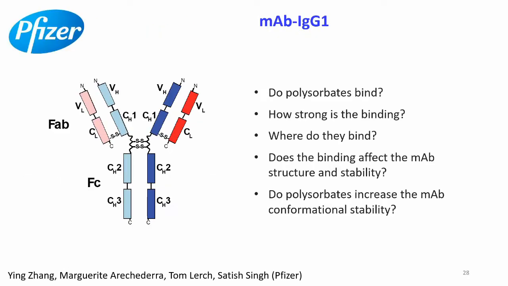So we studied this on a Pfizer antibody. The questions we asked are: do polysorbates bind? How strong is the binding? Where do they bind? Does the binding affect the mAb structure, antibody structure, and stability? Do polysorbates increase the antibody conformational stability?